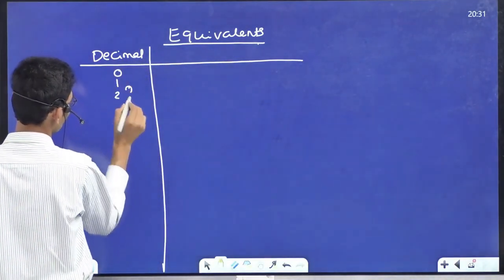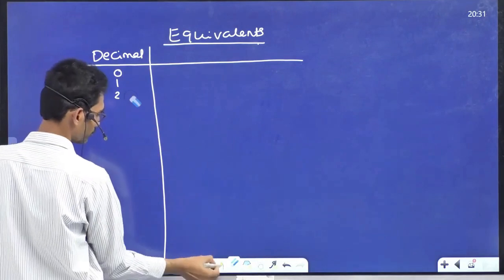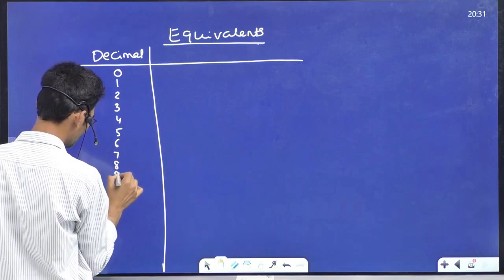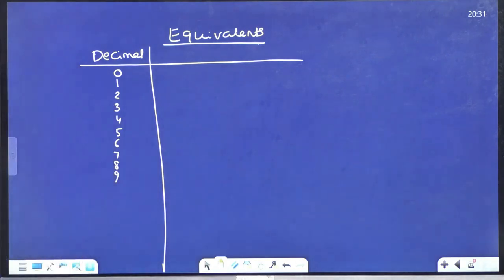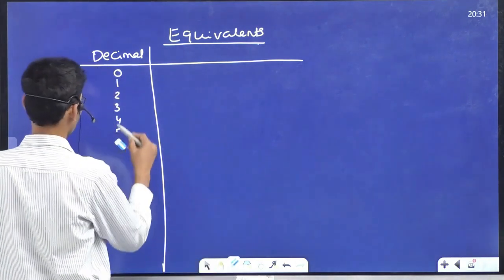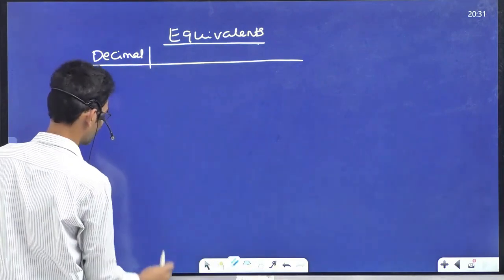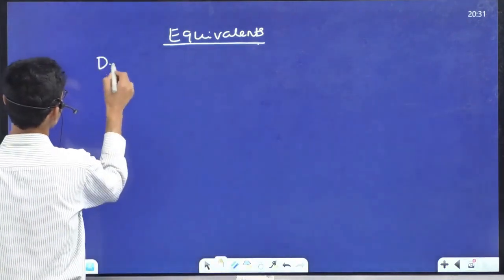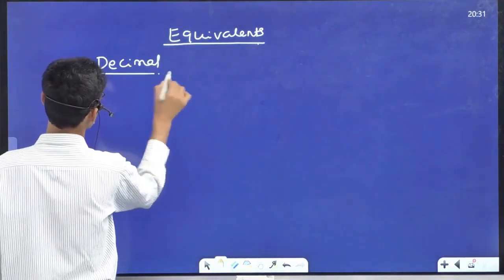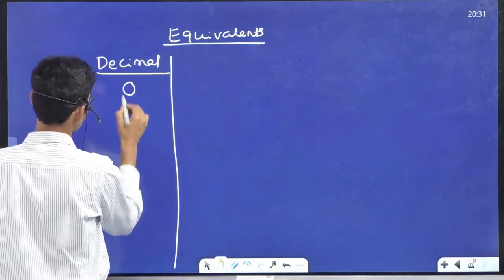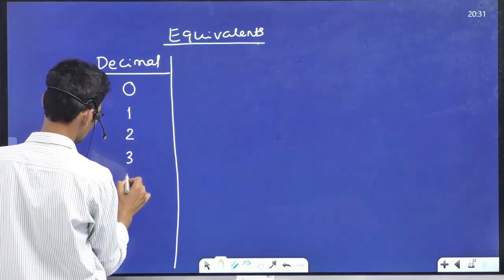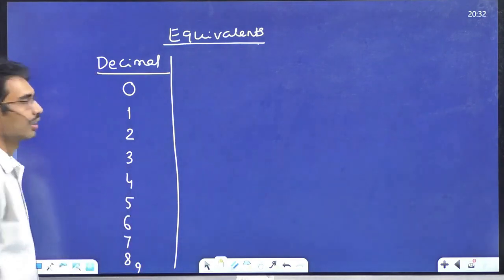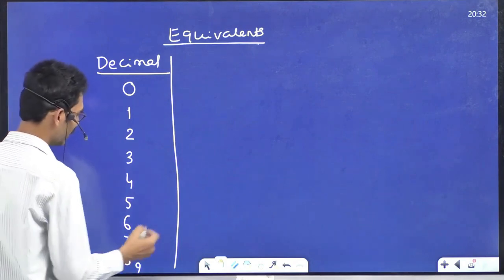Zero, one, two, three, four, five, six, seven, eight, nine. Or let me say, better if I write a bigger one. Zero, one, two, three, 4, 5, 6, 7, 8, 9. Now what am I really representing here?